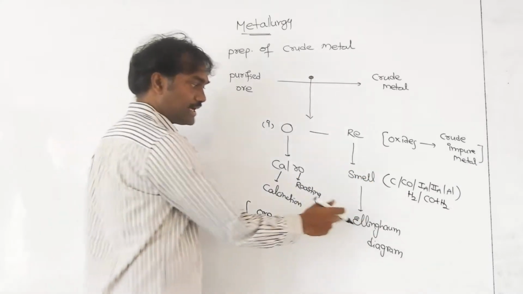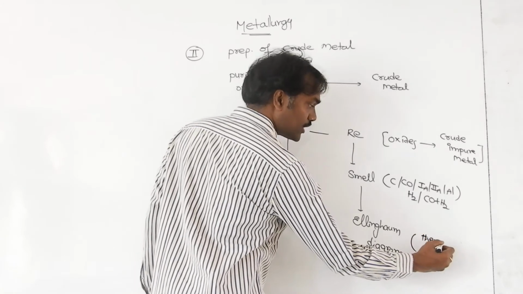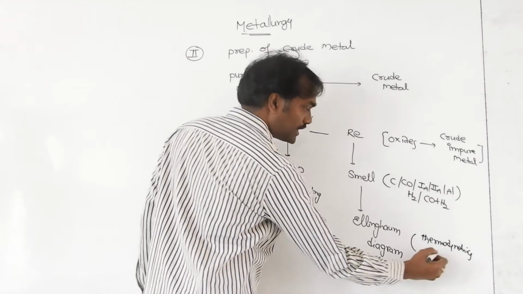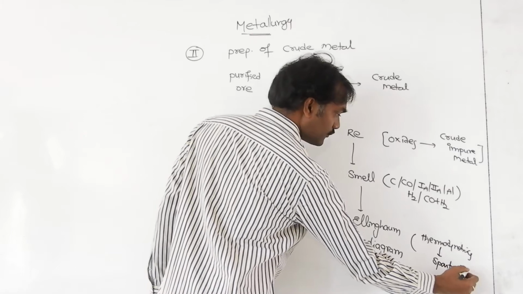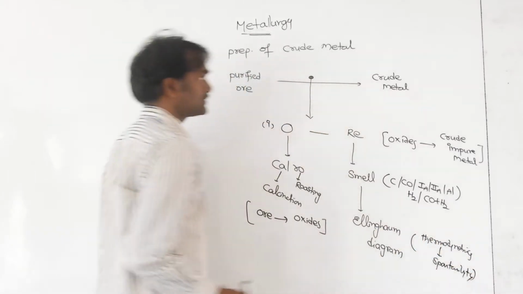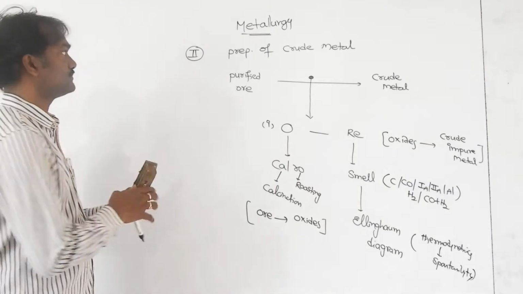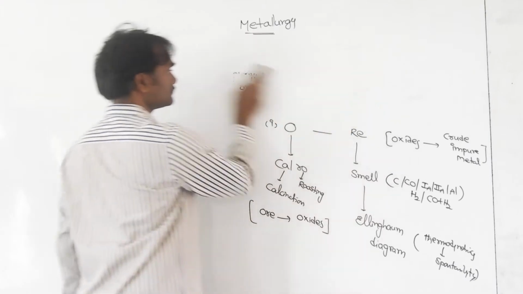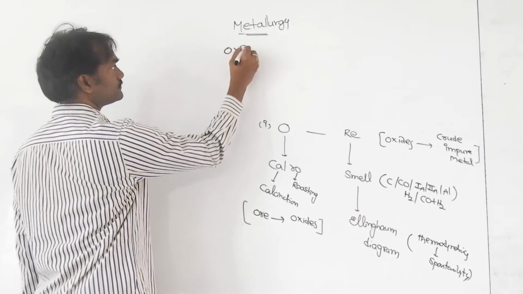Next, what the Ellingham diagram explains: this is the support of our thermodynamics, spontaneity. We are going to discuss this. Here, the first point we are going to discuss is oxidation.